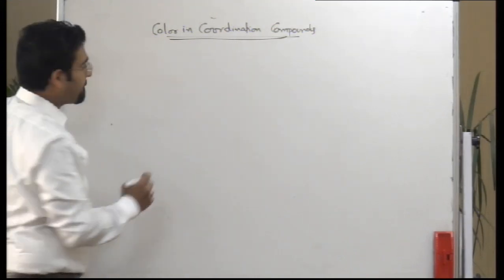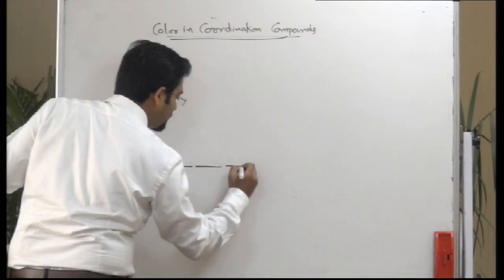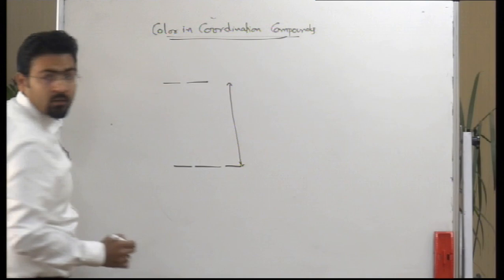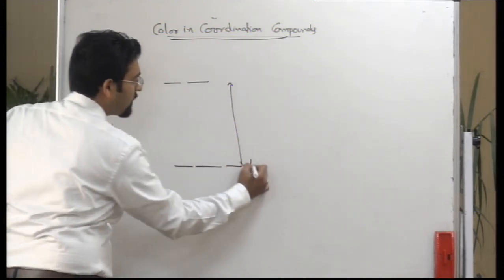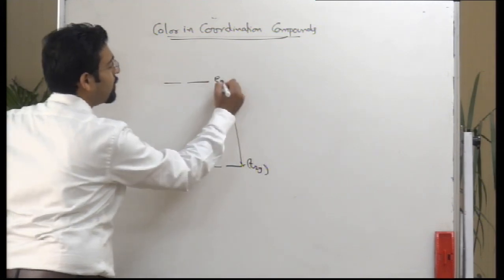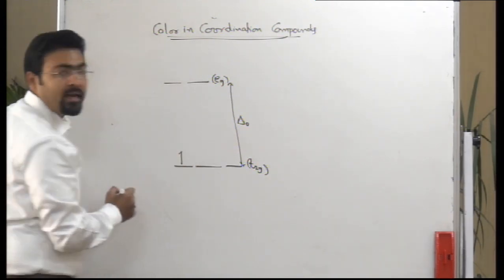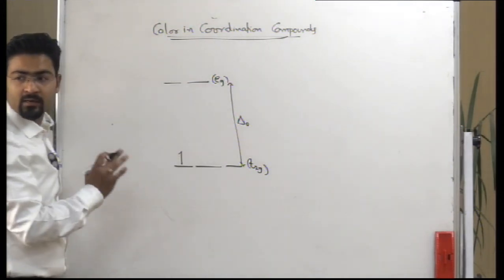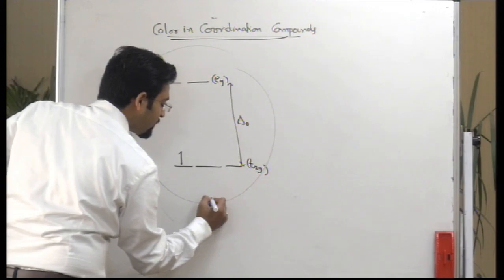So the next topic is color in coordination compounds. Let's understand what is happening. As we know, the d orbitals have got divided into two energy levels, two sets of degenerate orbitals. One is called t2g, if I'm referring to the octahedral case, separated by delta O. Let's imagine that I have an electron here in the t2g level, and all the other orbitals are empty.